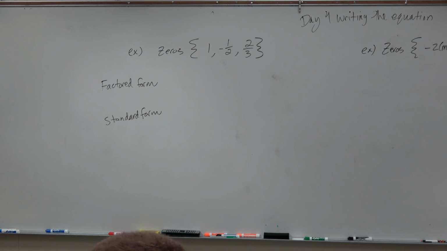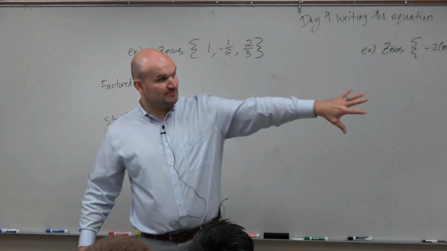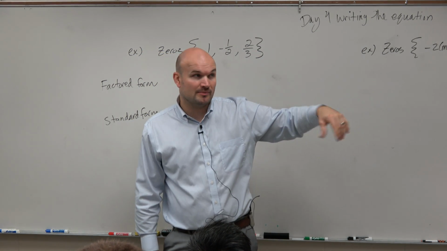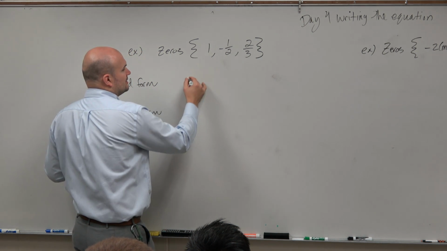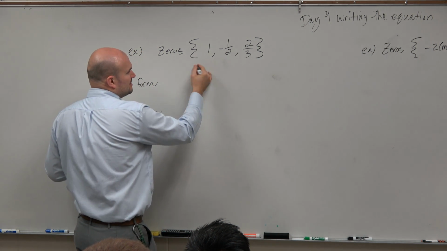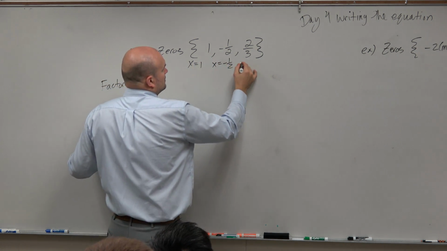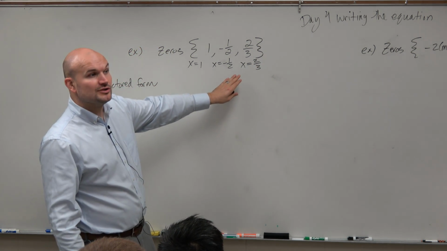First main important thing, guys, that we want to do is write this in our factored form or standard form. From looking up there, we can relate the zeros to the factored form rather easily. We can see that here. Another way to look at this is setting each one equal to x, and then setting them each equal to 0.